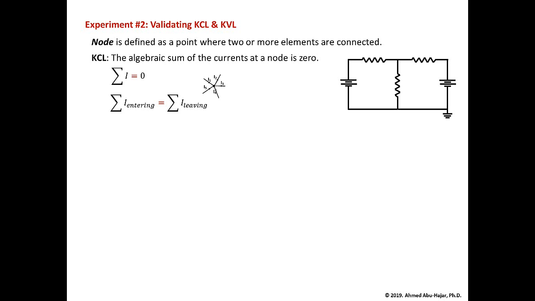If you look at this example here, we have a node, and I1 and I5 enter the node, while I2, I3, and I4 leave the node. So if you use the first equation, you can say that I1 plus I5 minus I2 minus I3 minus I4 equals 0. If you want to use this equation, you can say that I1 plus I5 will equal I2 plus I3 plus I4. The sum of the currents in will equal the sum of the currents out.